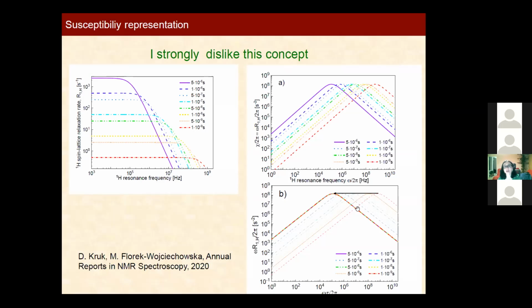Okay. The second reason why I do not like it is that if I take this well-known formula, J(omega) plus 4 J(2 omega), with Lorentzian functions as spectral densities, it's somehow obvious what happens if I multiply them with omega. I will get omega tau divided by 1 plus omega tau squared. Yeah. So one can play this again.